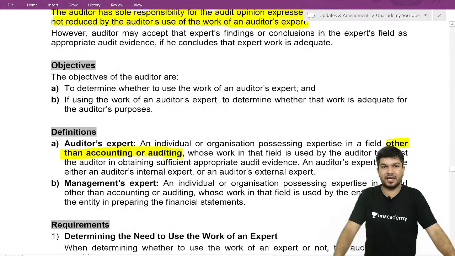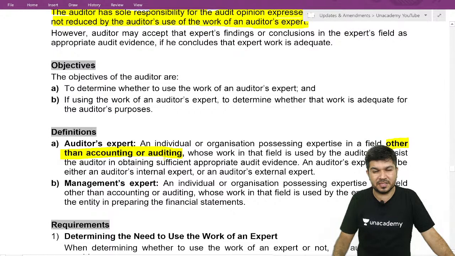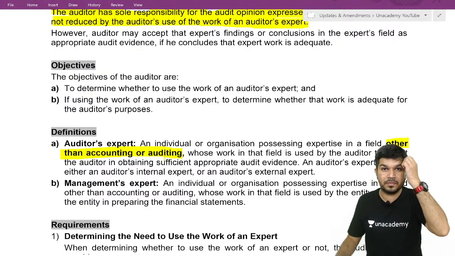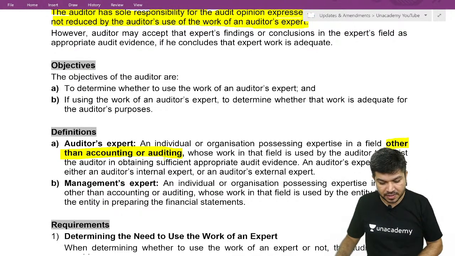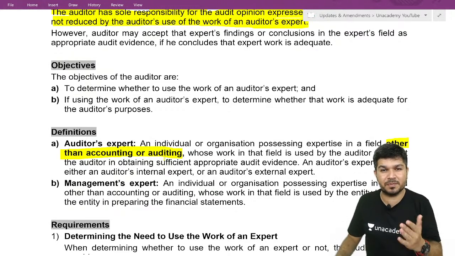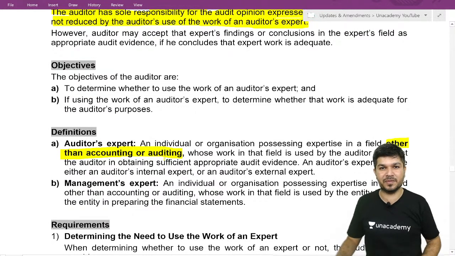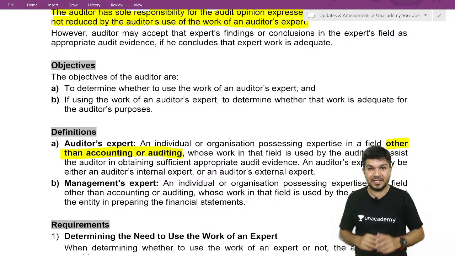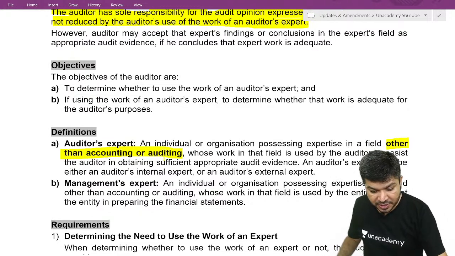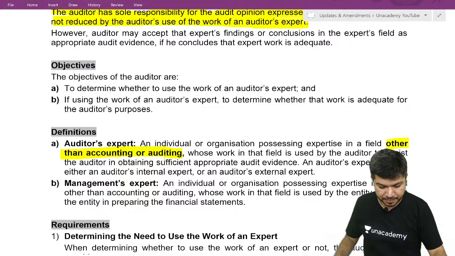Okay, I told you every standard has an objective, and to fulfill the objective, there are requirements. In this standard, there are two objectives: determining whether we need an expert, that's one. And second, if we are using the work of an expert, we need to determine whether their work is adequate for our purpose. So first, do we need an expert or not? And second, if I need an expert, I need to evaluate whether their work is adequate for my purpose.